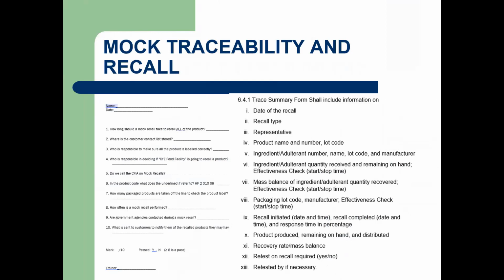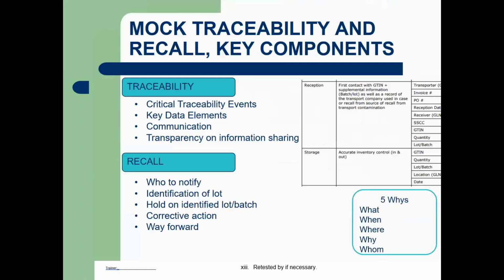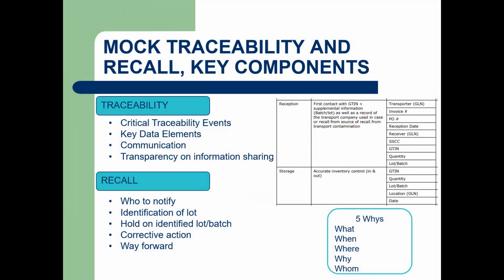Then if it's a class 1, class 2, or class 3 recall, what kind of it is, name of product, lot code, and who is the manufacturer, who is the supplier, if the recall started at the back end. So another component for traceability, which I have been talking a lot about, is critical traceability events, key data elements, effective communication, and transparency on information sharing.